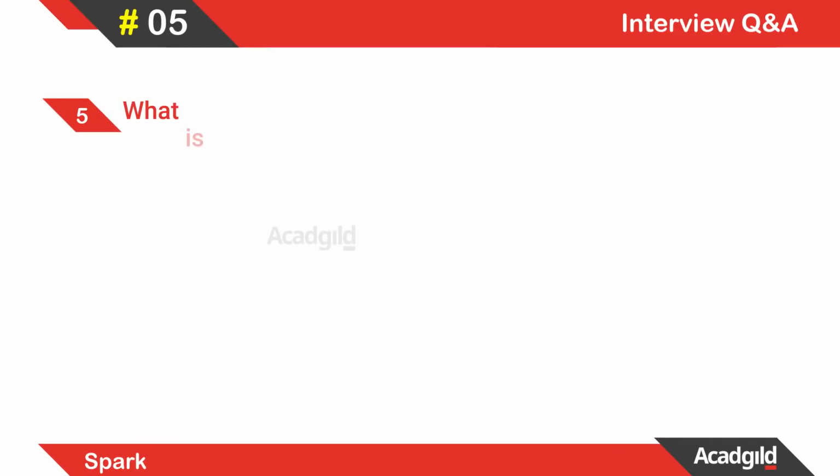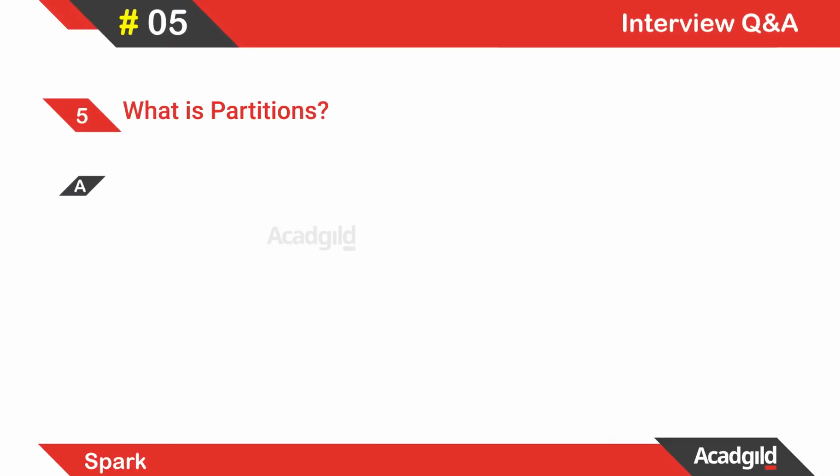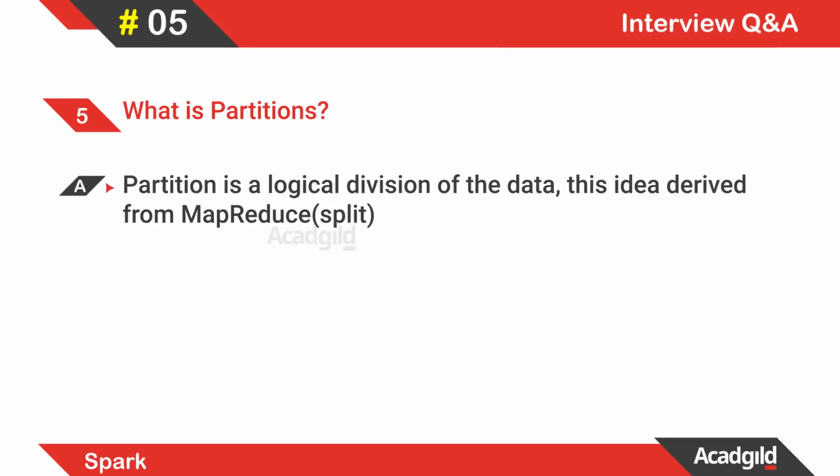Now let's talk about partitions. We discussed RDD. Whenever you execute a job, Spark will create an RDD for each and every bit of your data. But inside the RDD, data will be available in bits and pieces. Those bits and pieces are called partitions. So basically, a partition is a logical division of data, whereas RDD is a physical division of data.